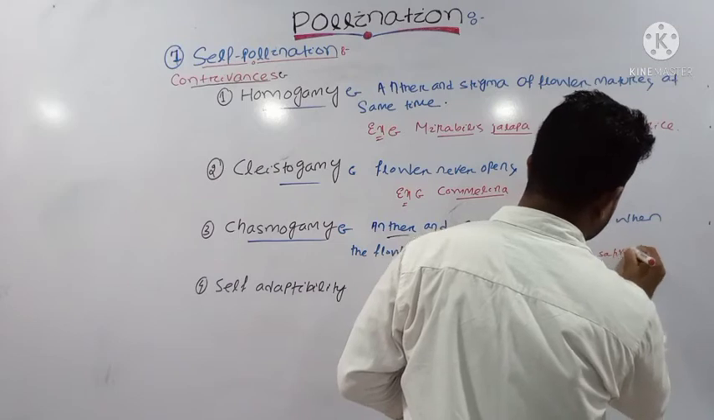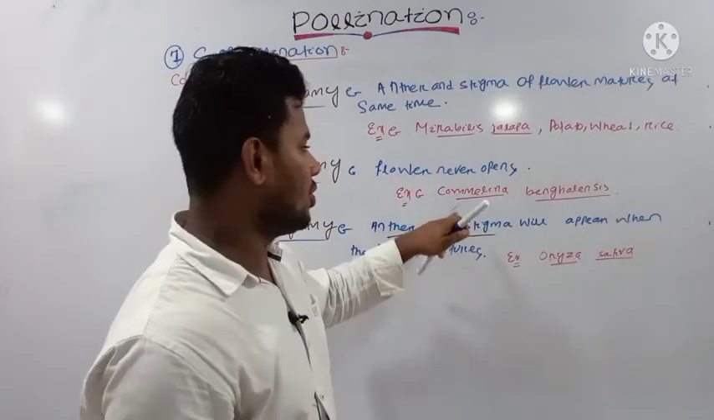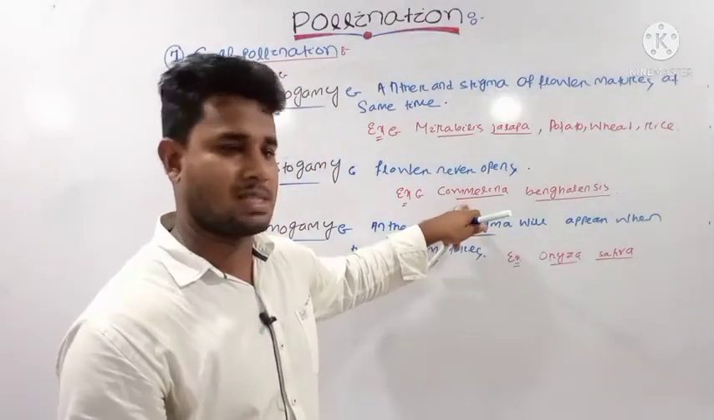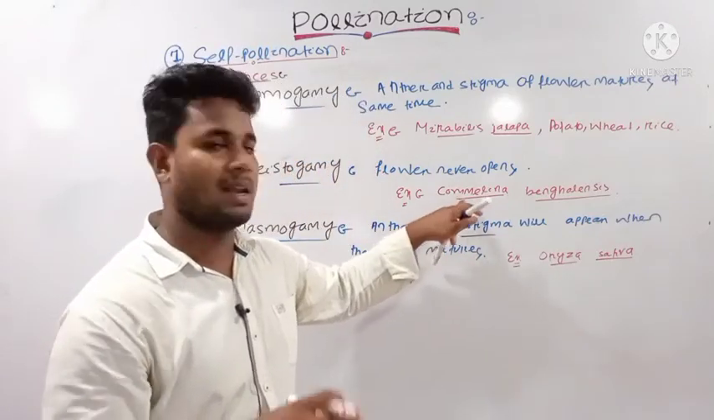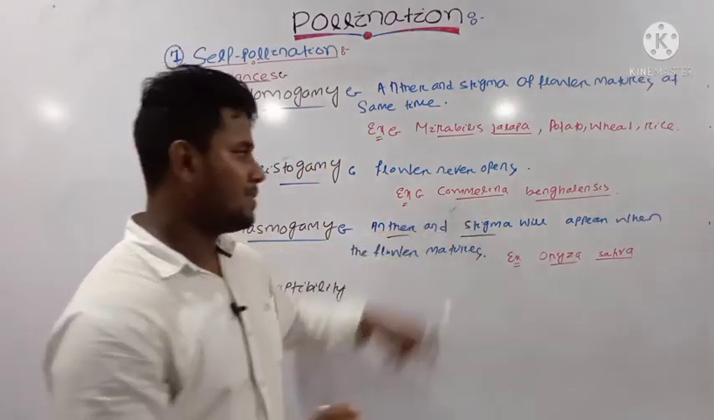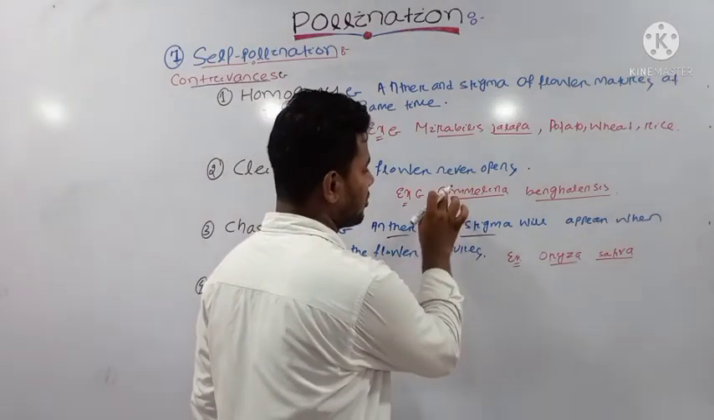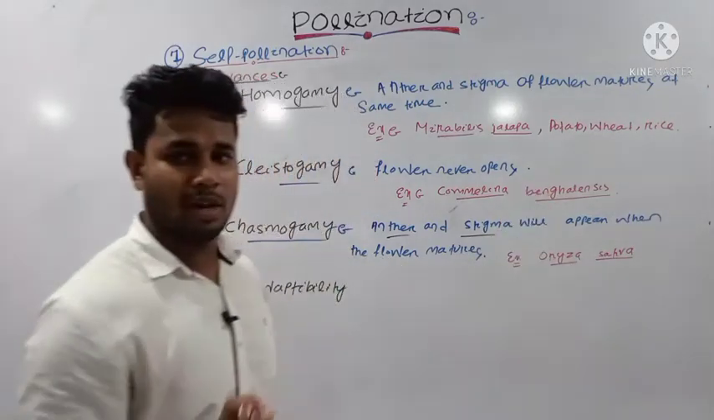Oryza sativa. I am underlining this because, as you know, botanical names are written in italics. Since we are not writing in italics, that's why we are underlining. The genus name's first letter should be capital, and the species name's first letter should be a small letter.